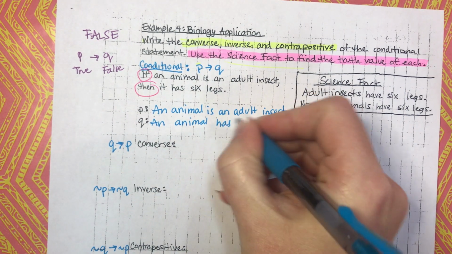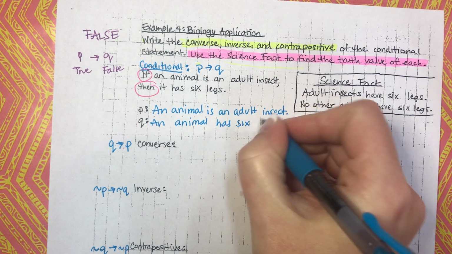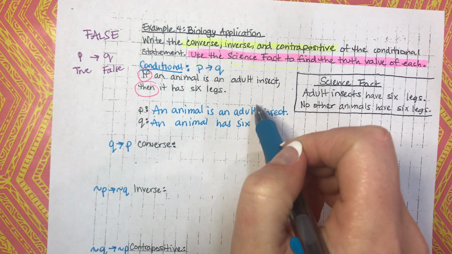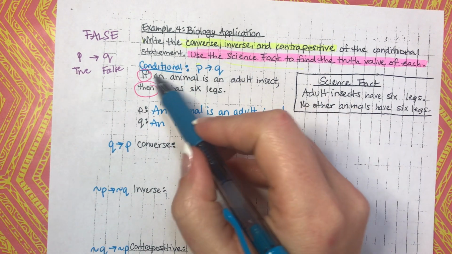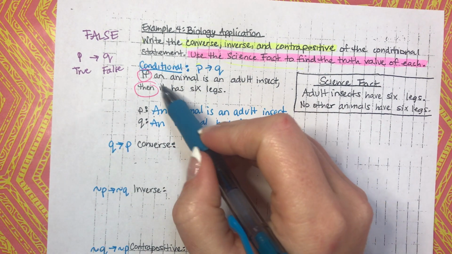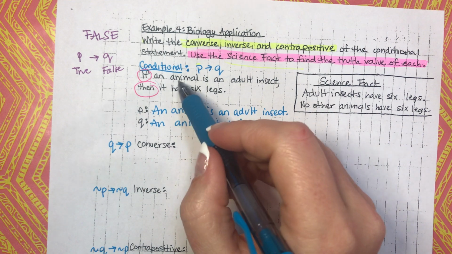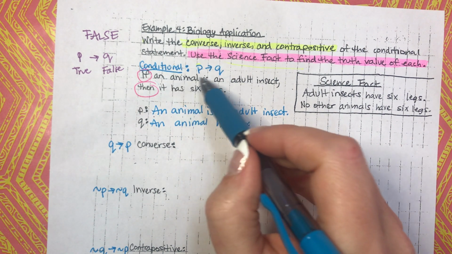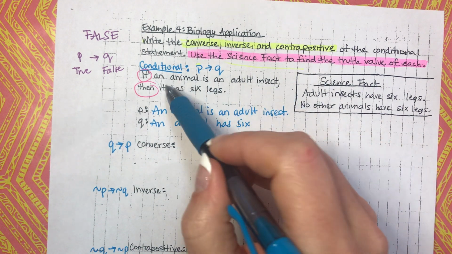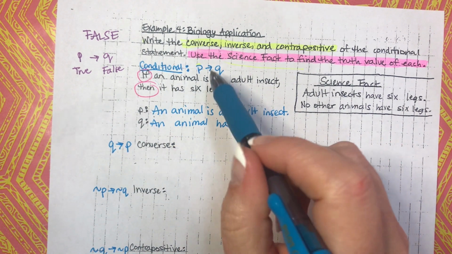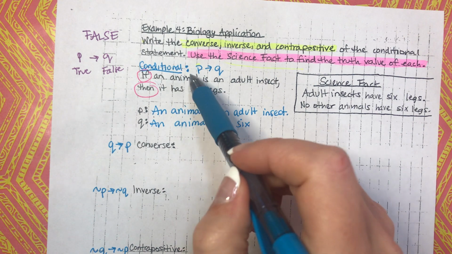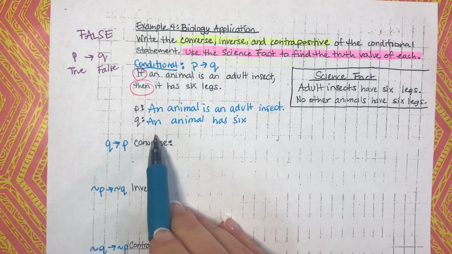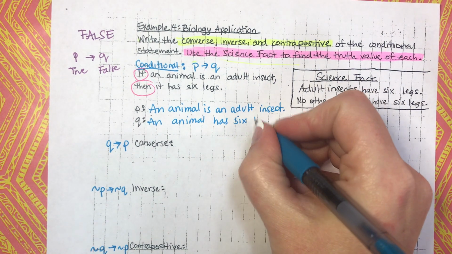An animal has 6 legs. I'm sorry that took me so long to write. I was trying to figure out what it was. Was it an animal or was it an adult insect? I kept going back and forth in my brain, but it's an animal. It's saying that that animal has 6 legs. If an animal is an adult insect, then it has 6 legs. So if it's an insect, then that animal has 6 legs.